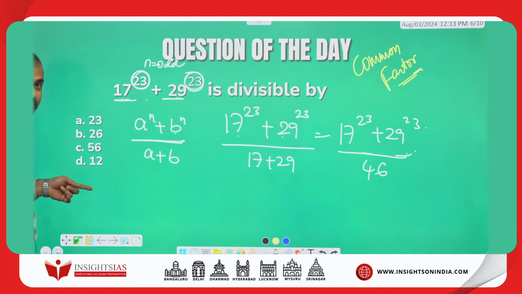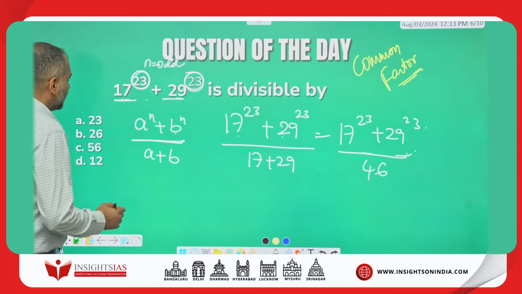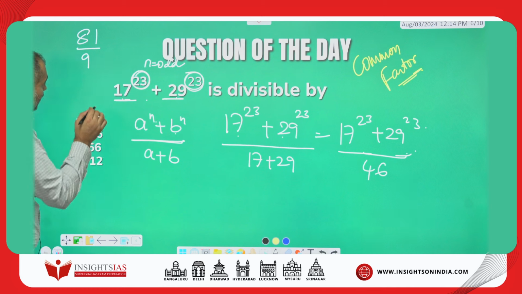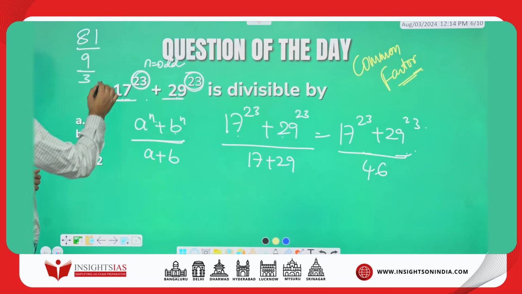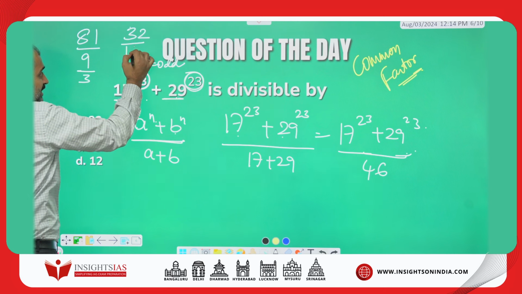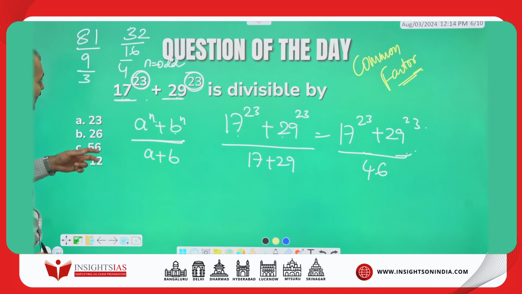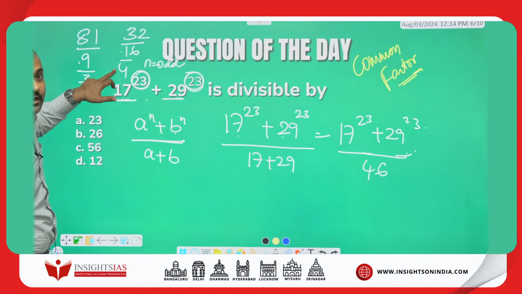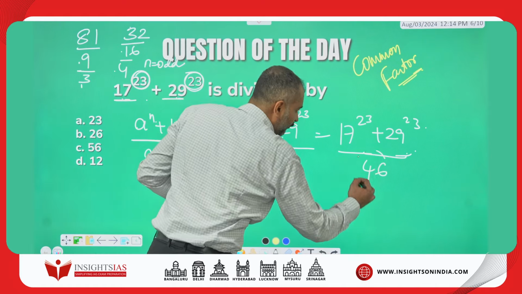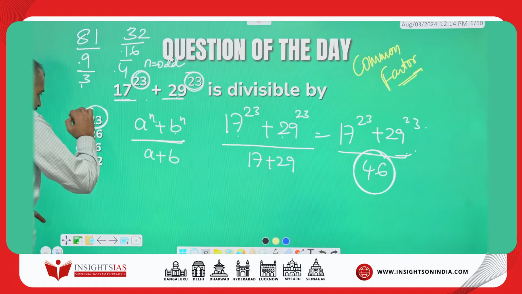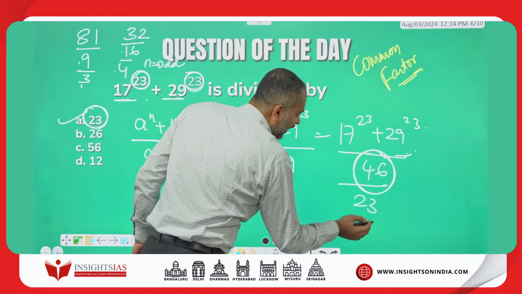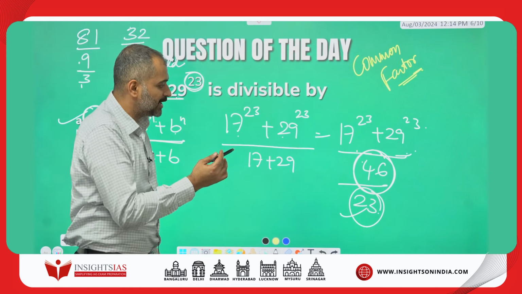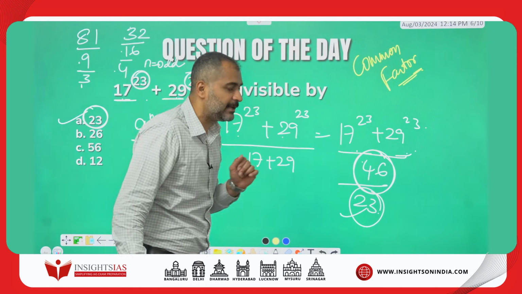Do we have 46 in this list? Okay, no. But what is the answer then? Look here now. 81, is it divisible by 9? Yes, sir. Then is it divisible by 3? Yes, of course. See, 32, is it divisible by 16? Is it divisible by 4? Yes. Any number which is divisible by 9 also has to be divisible by 3. Any number which is divisible by 16 has to be a multiple of 4 as well. So, any number which is divisible by 46 has to be divisible by which of these numbers? 46 is divisible by 23, isn't it? A number which is divisible by 46 means it has to be divisible by 23. Okay, 23 divides 46, so it has to divide 17 power 23 plus 29 power 23 also.